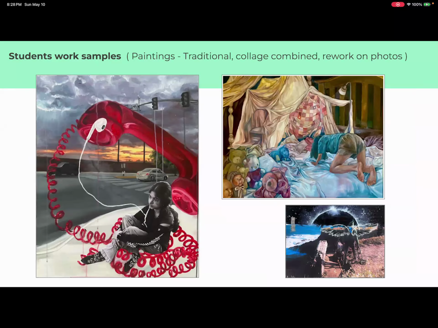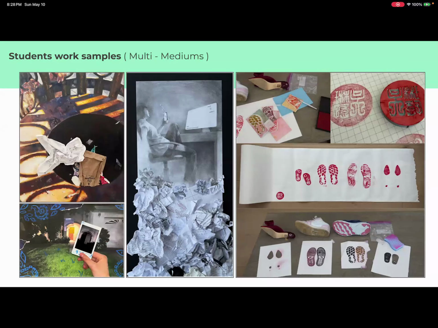We also have student artworks that are done with painting, utilizing acrylics, oils, watercolor, and sometimes even more than one medium to create a full piece, right? We also have multimedia pieces. We saw a couple of those examples earlier in Isabella's portfolio as well, right?